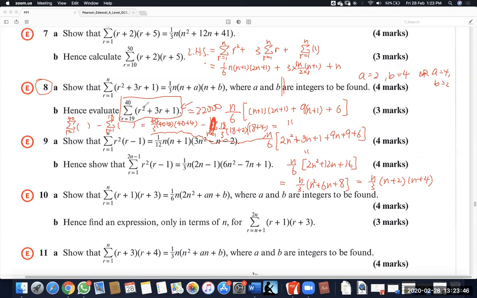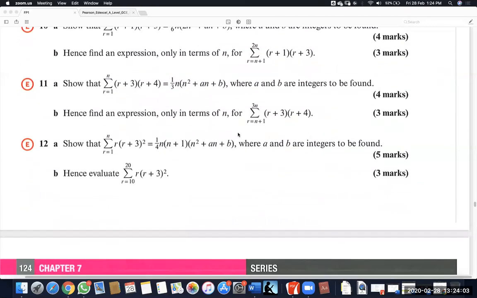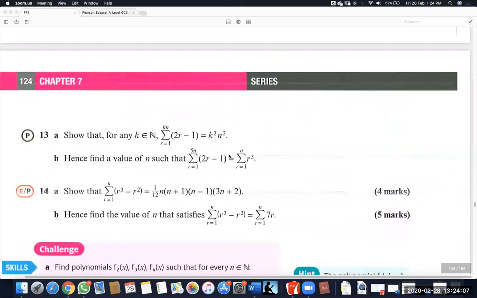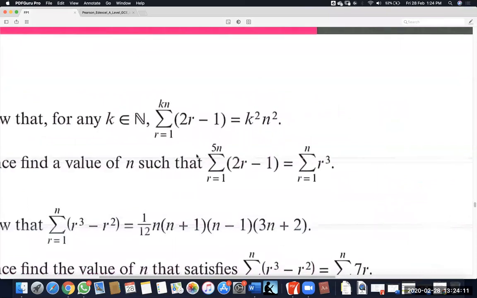So you can directly get the answer. Any question you want me to do right now? Most of the questions are quite similar. So maybe let's have a look at this one, which looks more complicated.